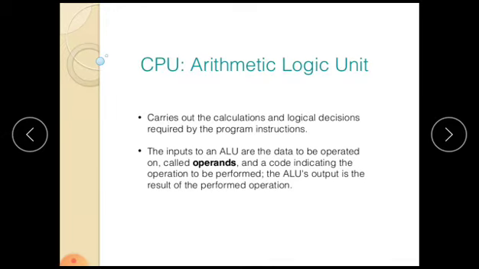Next, the arithmetic logic unit. It carries out the calculations and logical decisions required by the program instructions. The inputs to an ALU are the data to be operated on, called operands, and a code indicating the operation to be performed. The ALU's output is the result of the performed operations.